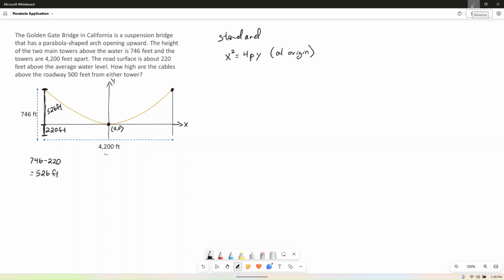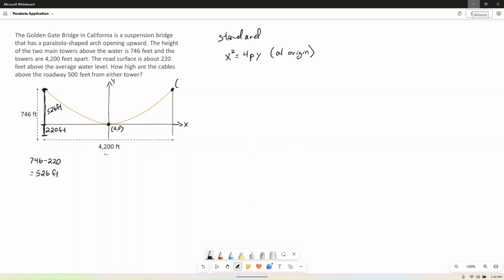So both of the towers would correspond to points. The tops of the towers would correspond to points on the parabola. I don't need both. I just need to pick one. Okay, so let's use the one on the right. I need to figure out the x and the y coordinate for that point at the top of the tower on our curve, assuming that the origin is at the vertex.